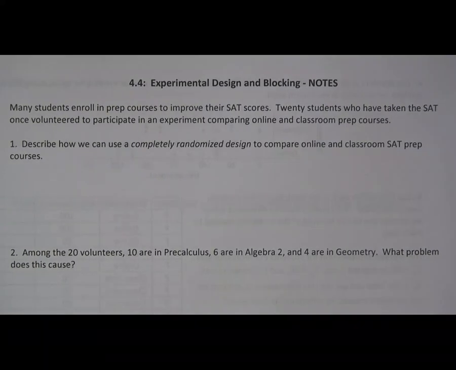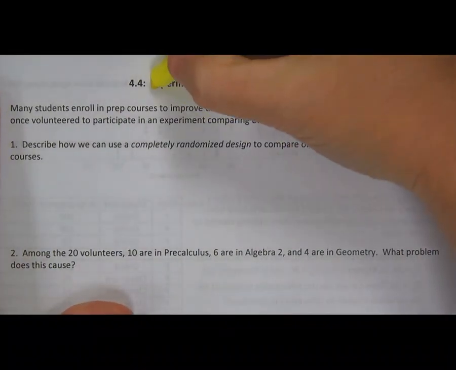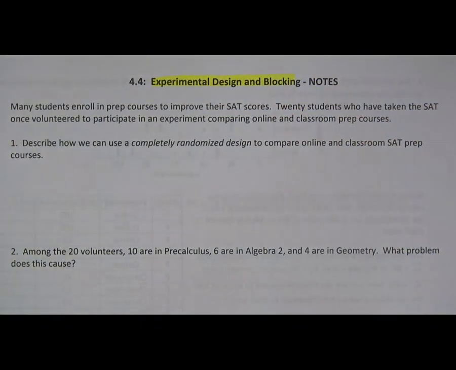Talk about blocking. What does that mean? Why might it be beneficial when you're designing an experiment to block by a specific variable? It's kind of like stratifying when you're talking about sampling, but this is more on the experimental side of things versus observational study. So it says that many students enroll in prep courses to improve their SAT scores.